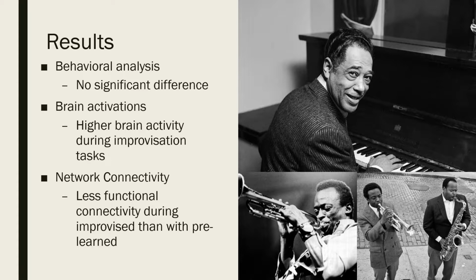The results. In behavior analysis, there was no significant difference between the number of notes during pre-learned and improvised conditions. In the brain activations analysis, they found that there was higher brain activity during improvised tasks than with pre-learned tasks. There were significant changes in the frontal activity, the left IFG including the BCA, and motor areas. With network activity, there were 6 nodes analyzed: the IFG, DLPFC, MFG, SMA, RCB, and STG. There was less functional connectivity during improvised compared with pre-learned.